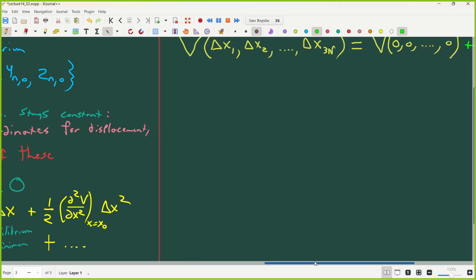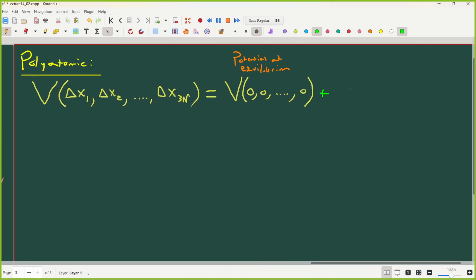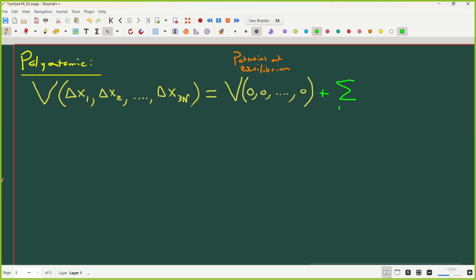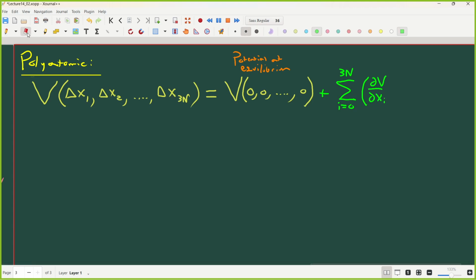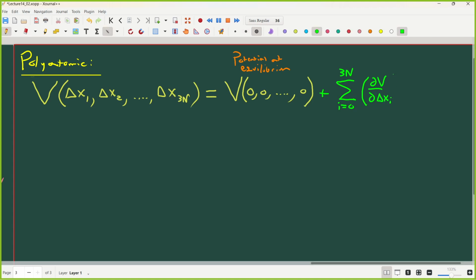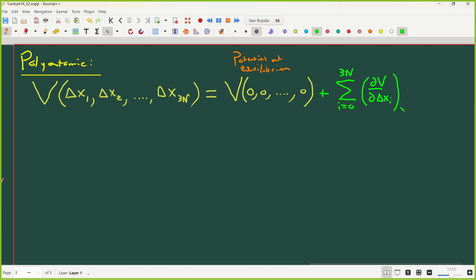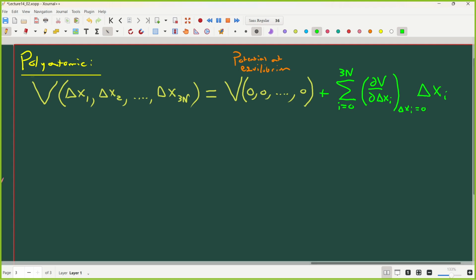So we have to add a sum here. The sum from i equals 0 to 3n of the derivative of the potential with respect to that coordinate, delta x sub i, sorry. And it's evaluated at the equilibrium point, at the minimum of the potential, which is delta x sub i equals 0. And this is multiplied by delta x sub i, right? That's our linear term.